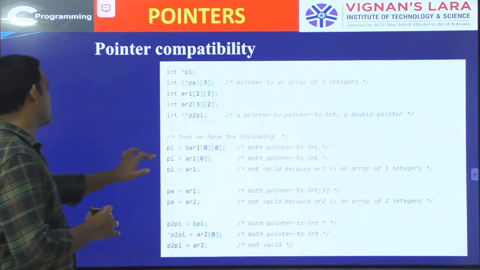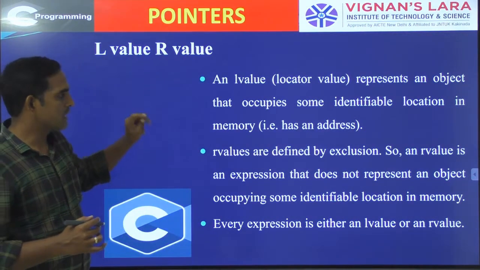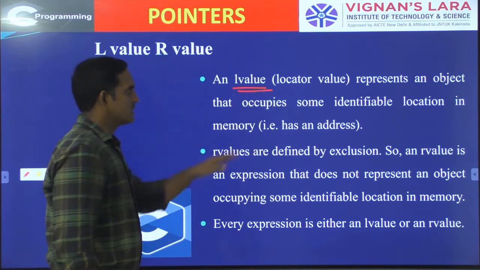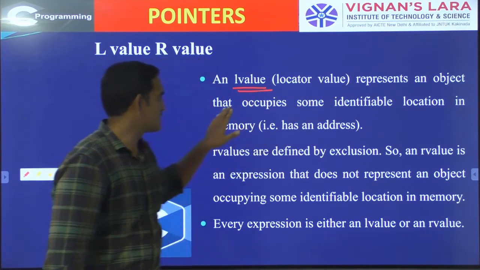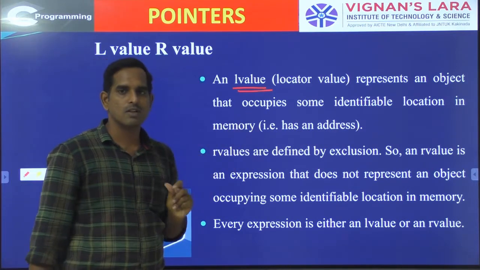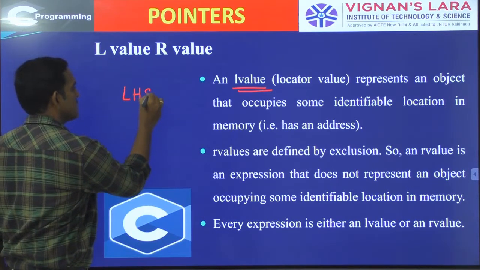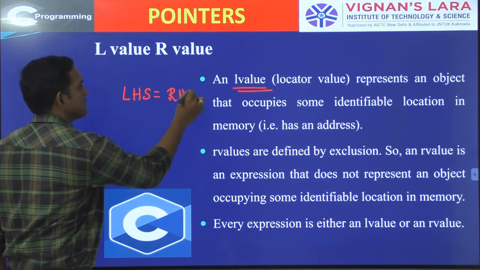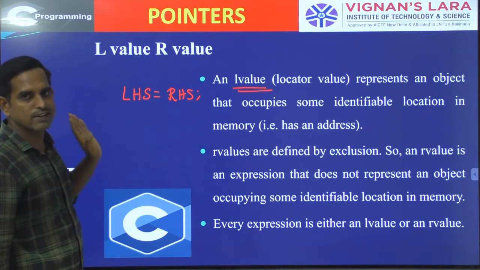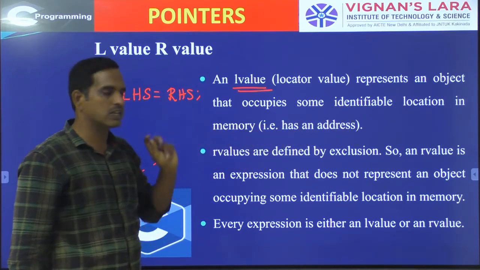The next thing is your L value and R value. An L value, this is another topic regarding your pointers. An L value is a locator value that represents an object that occupies some identifiable location in memory, like an address. You can think of your L value as your LHS, that is, the left hand side of your expression, where it represents an object that occupies some identifiable location in memory.